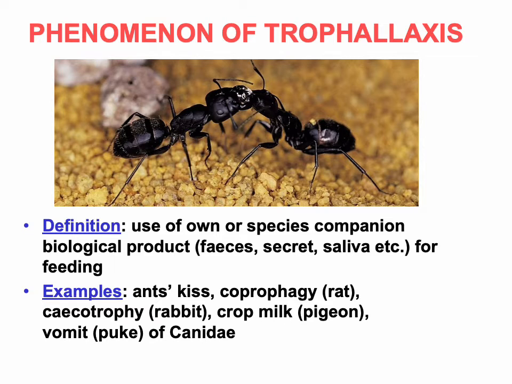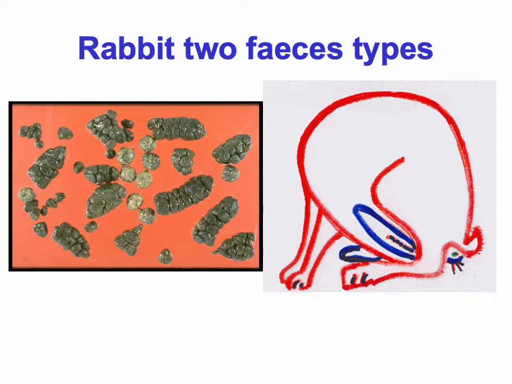itself or each other. Examples are the ant kiss, when they vomit some content of the stomach to the other, but also the coprophagy of the rat, the zygotrophy of the rabbit, the crop milk production of the pigeon, and the vomit puke of the canidae, especially the wild dogs. Here you can see some illustration of that.